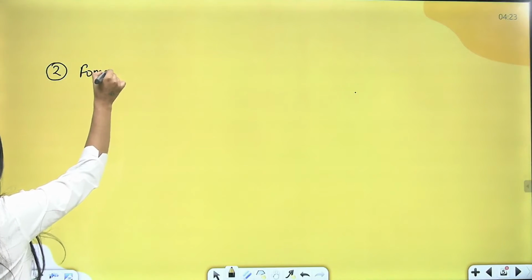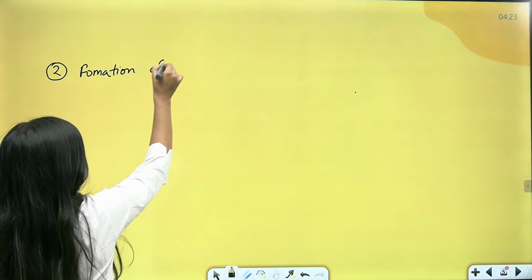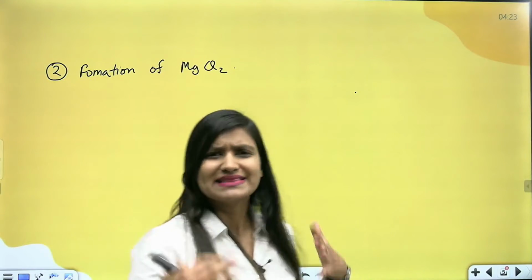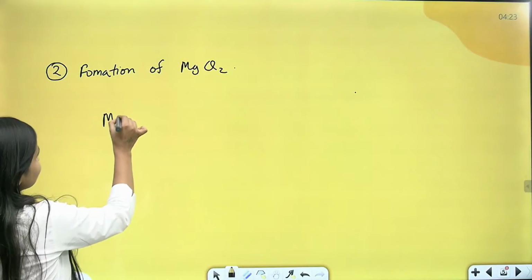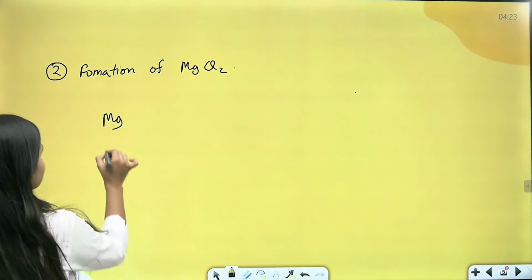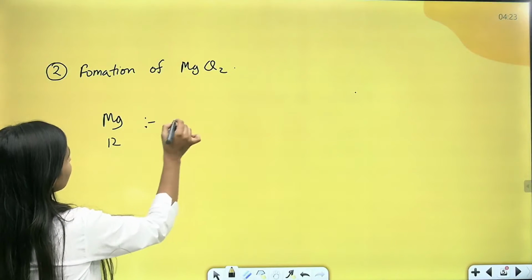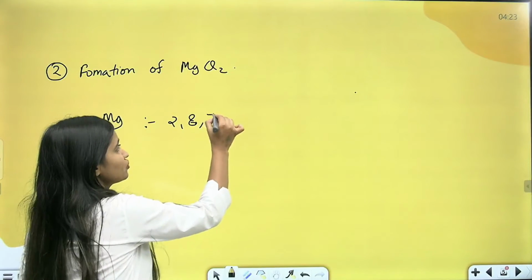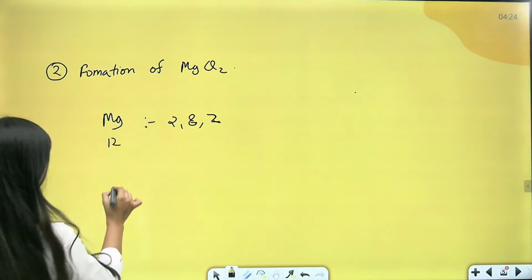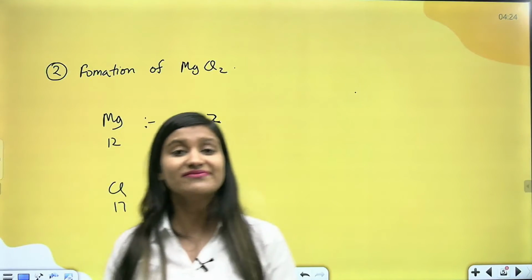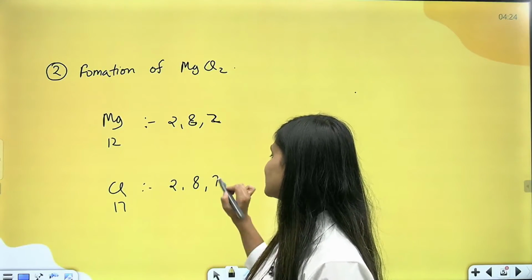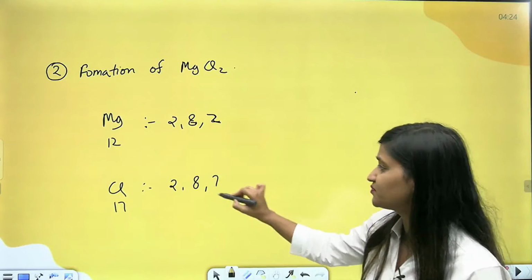This is the formation of MgCl2. Again, now let's do it quickly. Magnesium, what is its atomic number? It is 12. So its electronic configuration would be 2, 8, 2, right? Now it has 2 electrons in its outermost shell. If we bring chlorine, again atomic number 17, what would be its electronic configuration? Simply 2, 8, 7. But now it's just going to accept 1 electron.